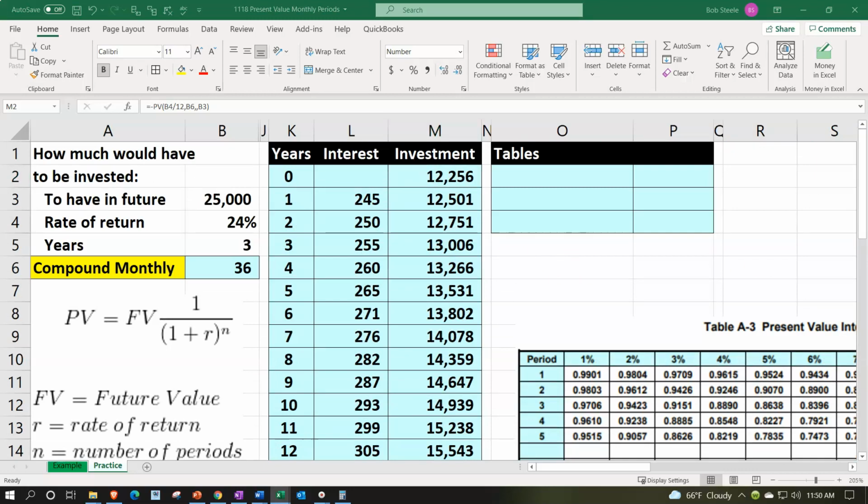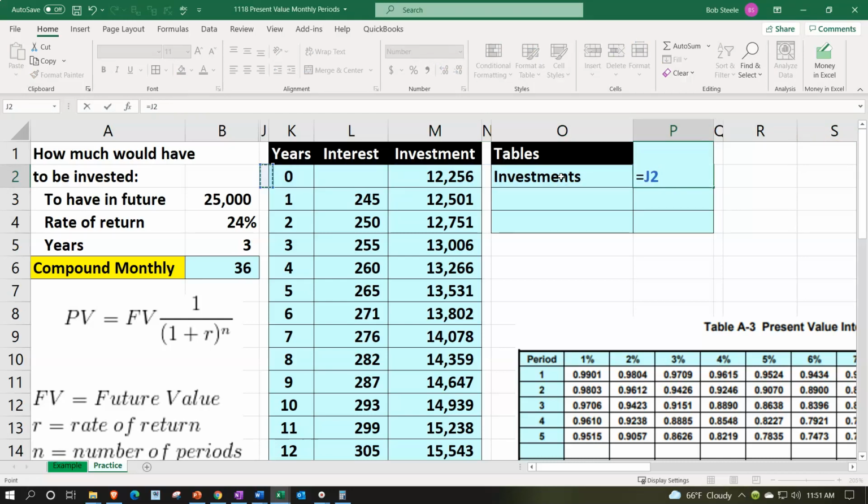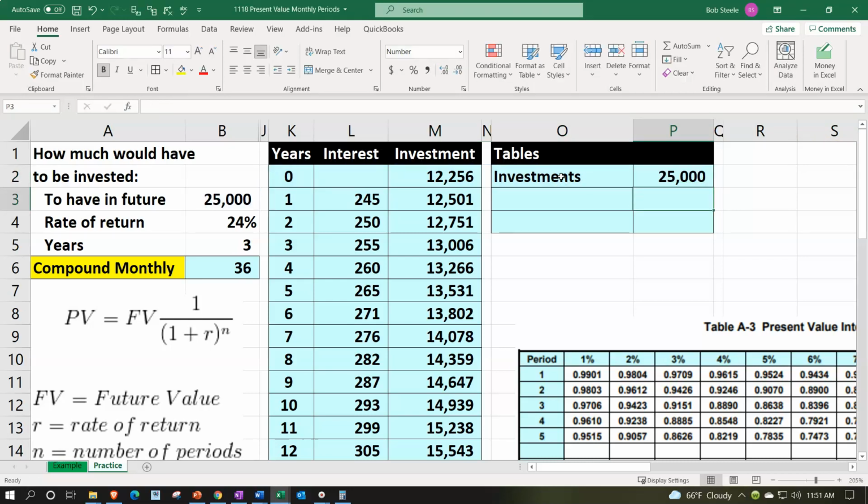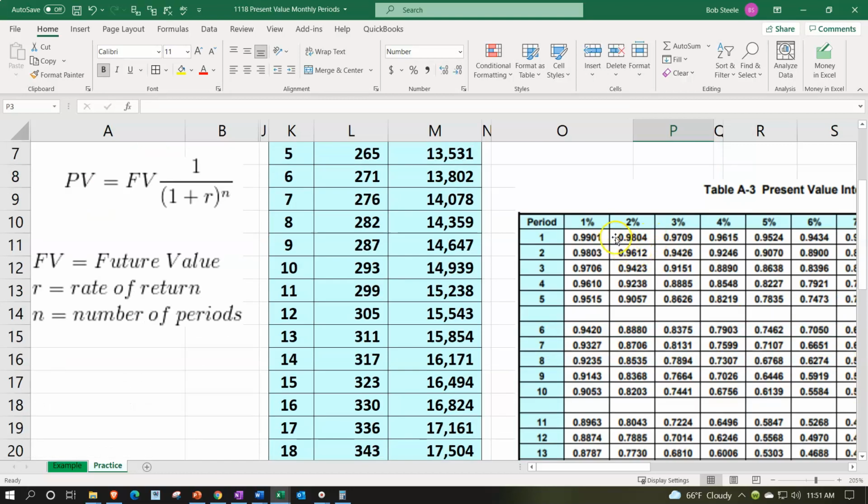Let's do it with our tables. So if we do the tables here, we got the investment. The investment's going to be the 25,000 that we're going to present value. Now, again, this is another one where you look at the tables. We've been using the tables, and I'm sorry I'm saying again a lot. I notice I'm saying again a lot. So if that's annoying anybody, I'm trying to stop.